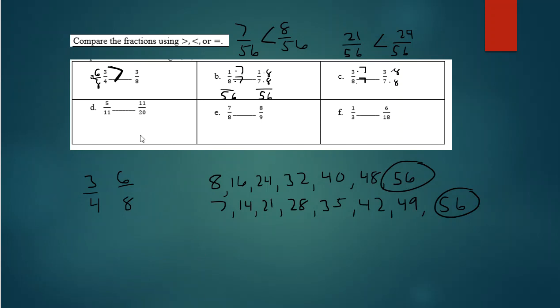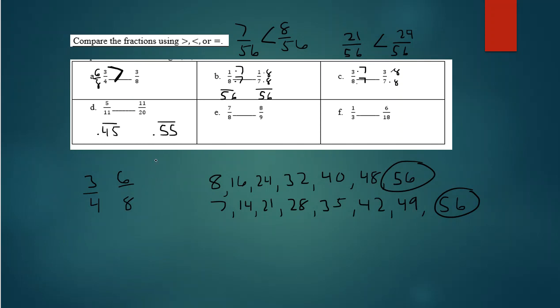Now on D, it might be a little tricky to try and find a common denominator between 11 and 20. To find a least common multiple might take us a while. So on this one, instead of doing that, I'm just going to change 5/11ths into a decimal. So I'm going to take 5 and divide by 11. And when I do that, I actually get 0.45 repeating. And then 11/20ths, if I change that into a decimal, I get 0.55 repeating.